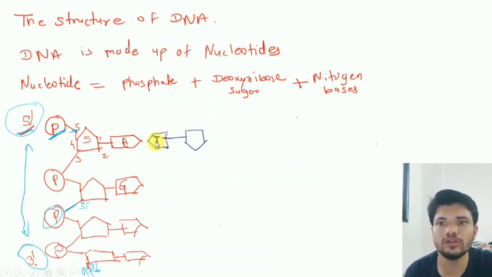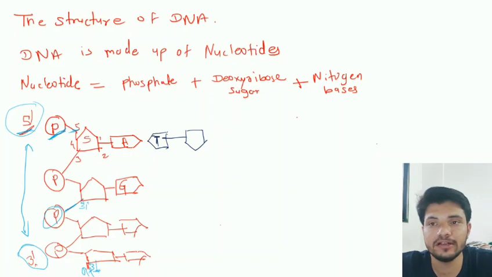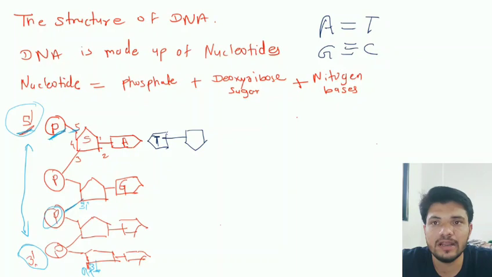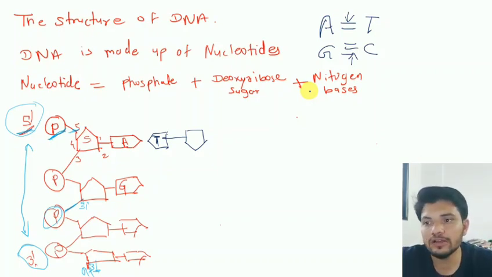This is the rule. So you have to remember two things here: adenine is always complementary with thymine, and guanine is always complementary with cytosine. Adenine pairs with thymine with the help of 2 hydrogen bonds, and guanine pairs with cytosine with the help of 3 hydrogen bonds. These two things are very important because with the help of this complementary base pairing, the 2 strands of DNA join with each other.